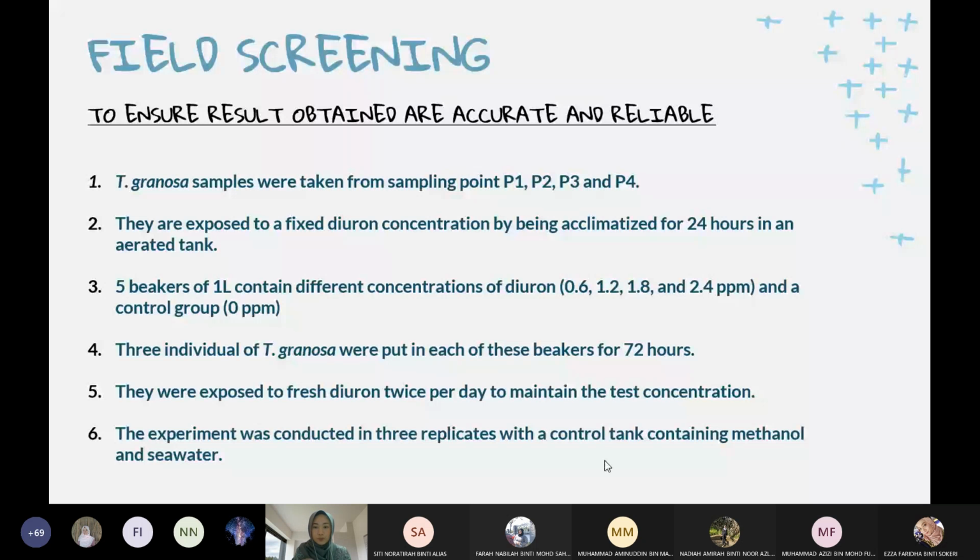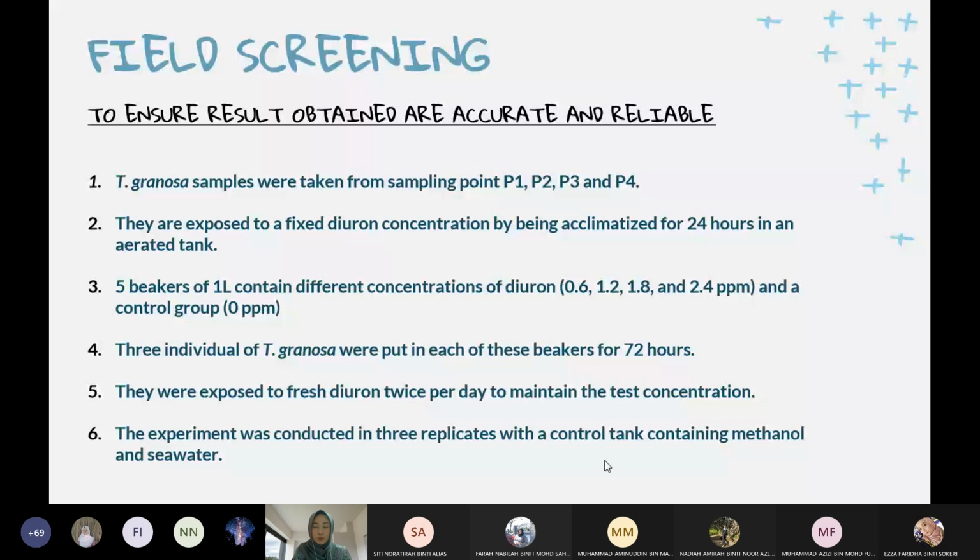In this tank, they are exposed to a fixed concentration of diuron for 24 hours. Then, the third step involves preparing 5 beakers of 1 liter containing different concentrations of diuron, which are 0.6, 1.2, 1.8, and 2.4 ppm, including a control group of 0 ppm. Next, 3 individuals of T. granosa are placed in each of these beakers for a duration of 72 hours.